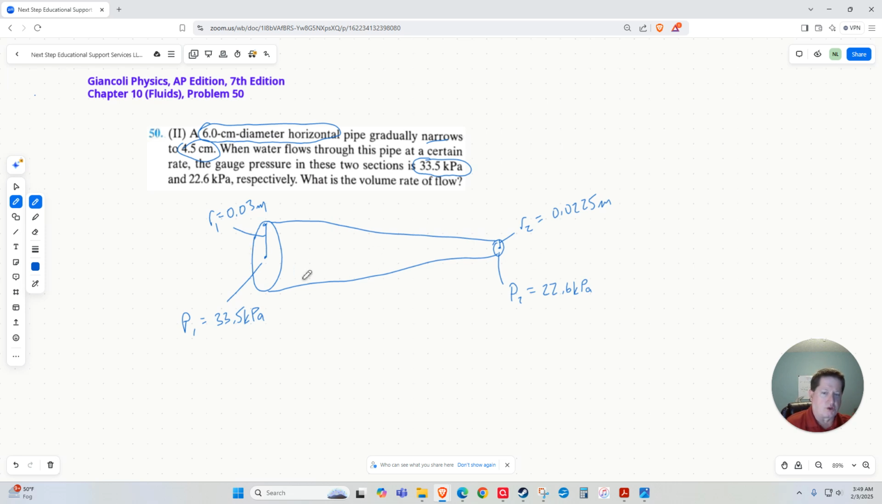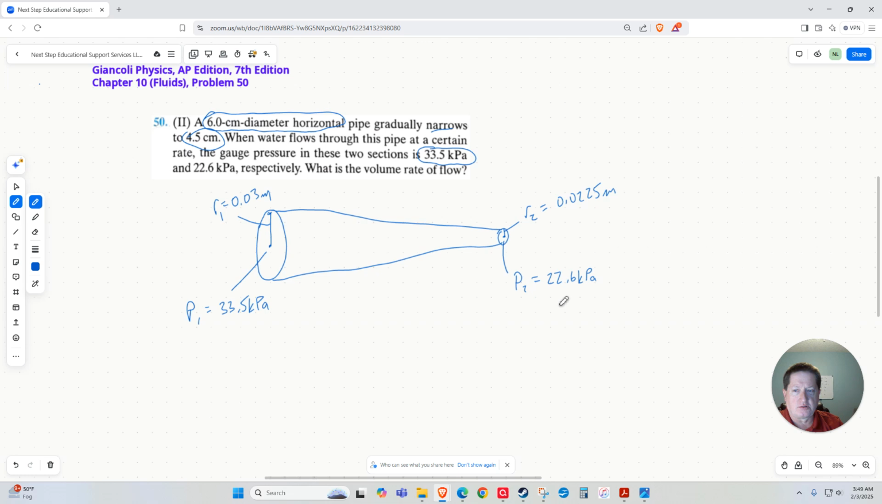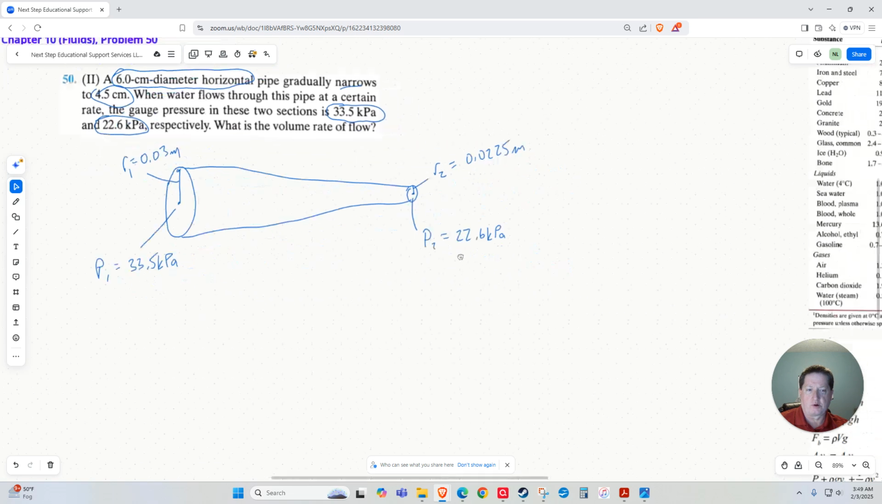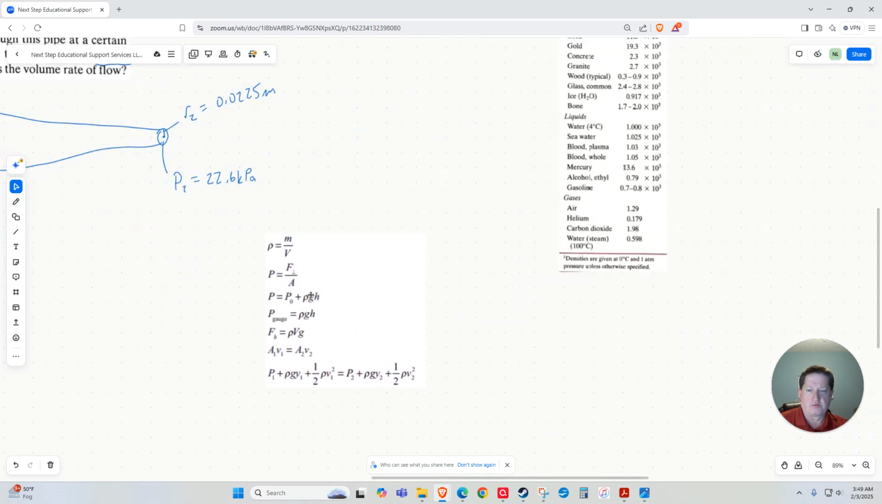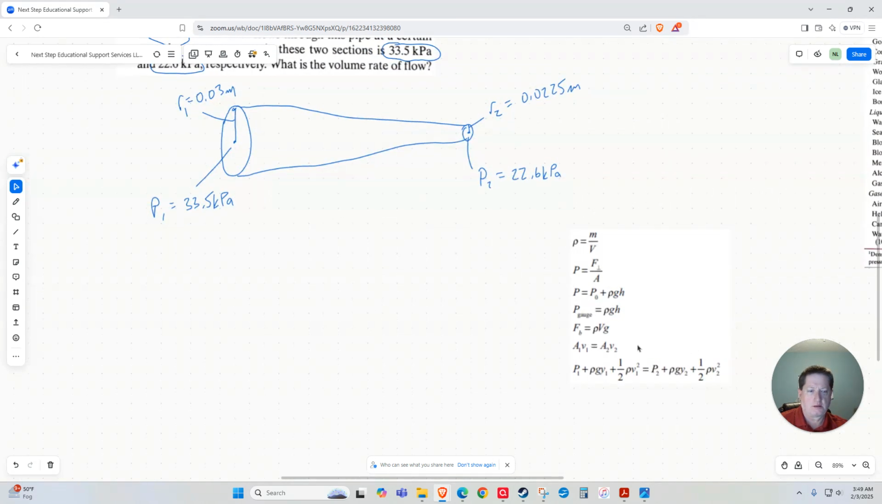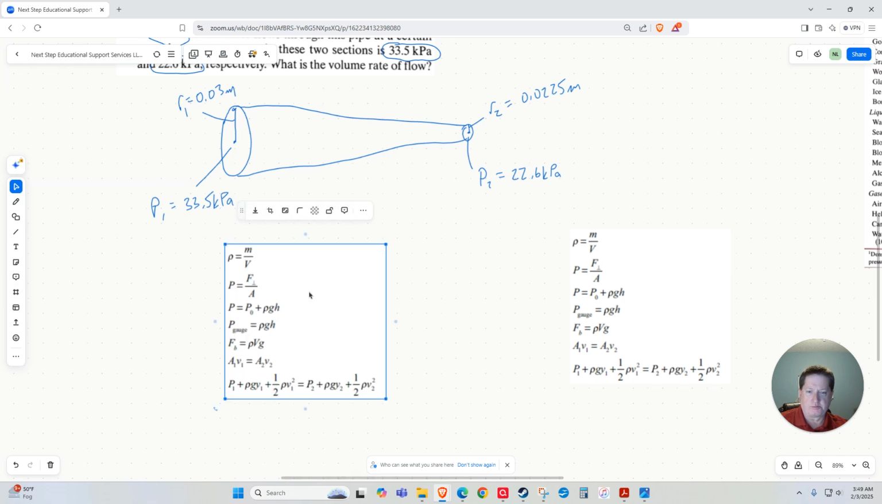And as you'd expect, for a horizontal pipe, as the pipe narrows here, the velocity is going to increase. As the velocity increases, the pressure is going to drop. So this should make sense to us. This definitely looks like a Bernoulli's equation type of situation. Let's go ahead and grab that equation. I'm going to grab all of our equations. Move them in over here. And what we're going to have here is Bernoulli's equation.